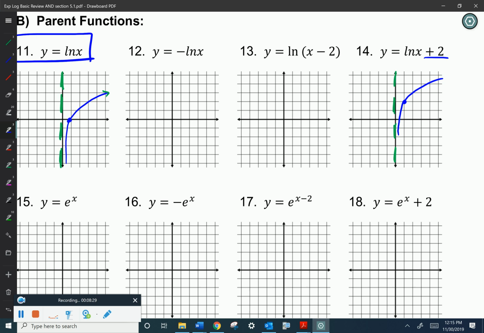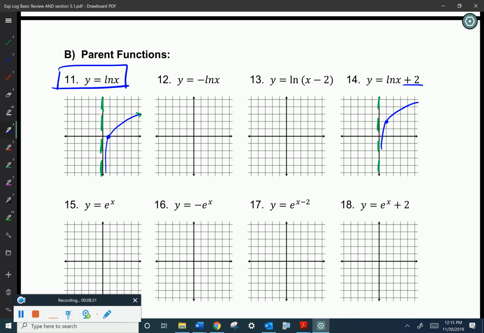So you try 12 and 13. Again, pause the video, try 12 and 13. Think about the basic transformations on the basic log graph.